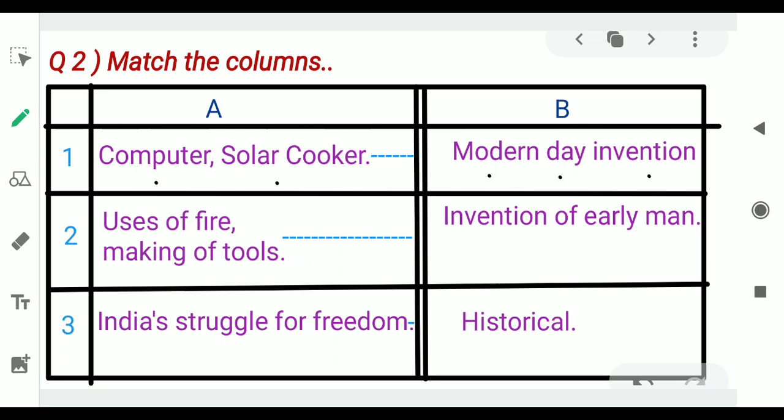Now the second one, uses of fire and making of tools. The answer for that is invention of early man. Now the third one is India's struggle for freedom. So the answer for that is historical.